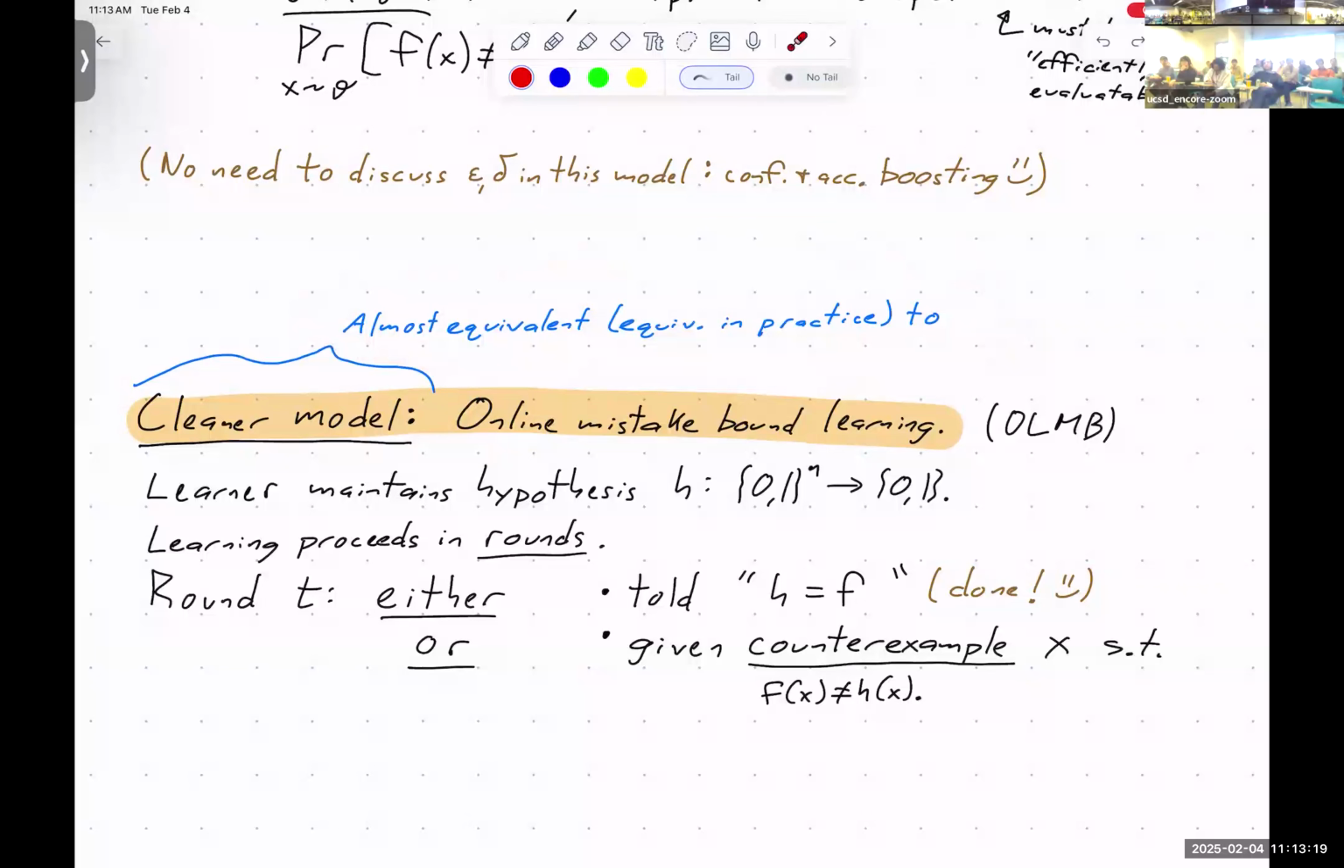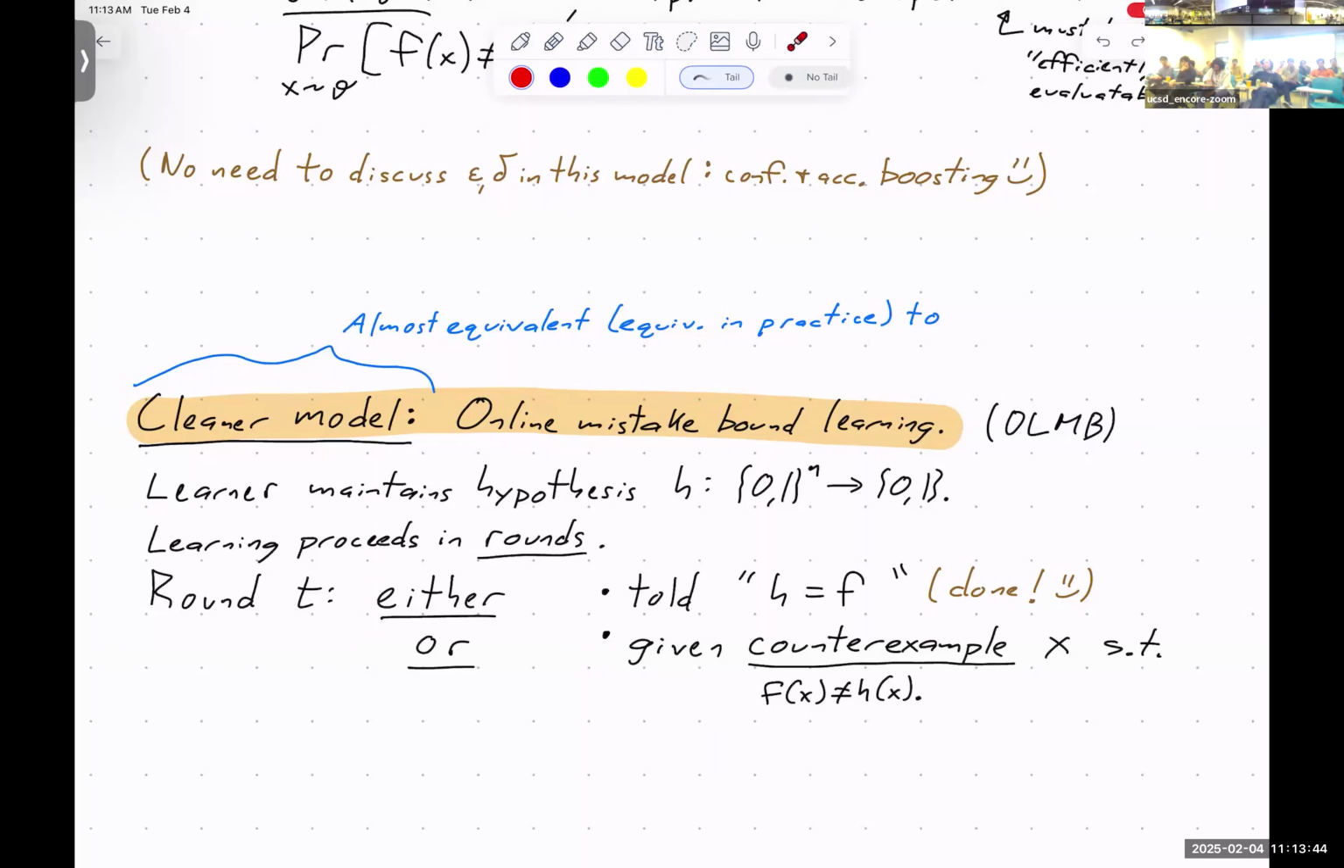And this is a very clean model called online mistake-bound learning. You can also describe it as learning just from equivalence queries. And you just think of it as a repeated game that the learner plays with nature. The learner maintains a hypothesis function. It's the same basic setup. There's a concept class which you're trying to learn. There's an unknown target concept in that class. And the learner maintains a hypothesis at every round of learning.